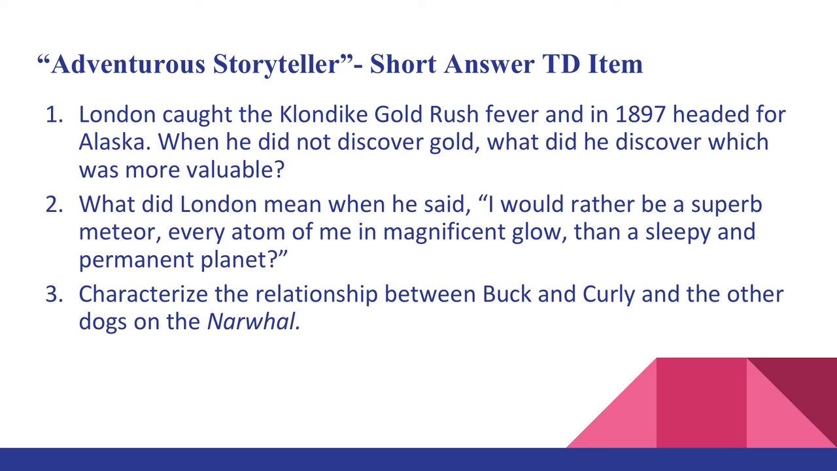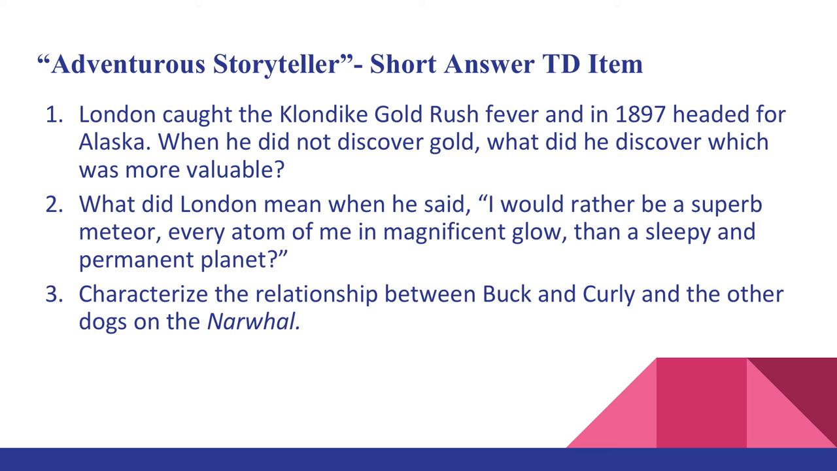So we're going to use a passage. Actually, it's two passages called Adventurous Storyteller for our short answer text-dependent item work today. These are the three text-dependent questions that we're going to be answering today. Question number one is, London caught the gold rush fever and in 1897 headed for Alaska. When he did not discover gold, what did he discover which was more valuable? The second TD item is, what did London mean when he said, "I would rather be a superb meteor, every atom of me in magnificent glow, than a sleepy and permanent planet"? And the third TD item is, characterize the relationship between Buck and Curly and the other dogs on the Narwhal.